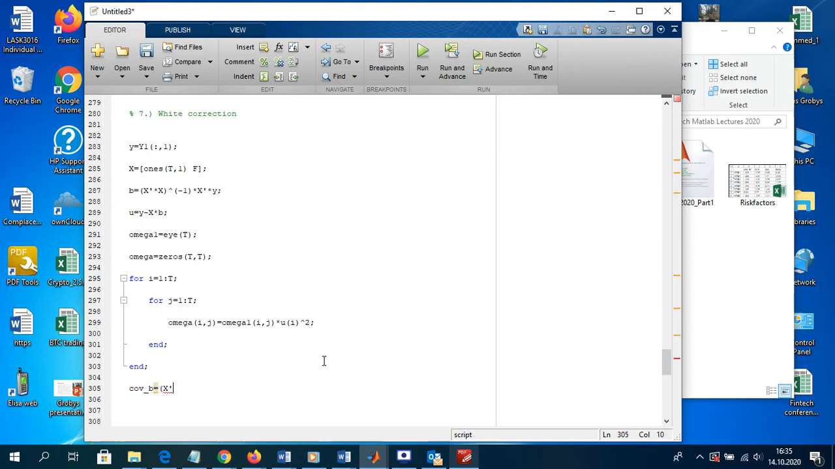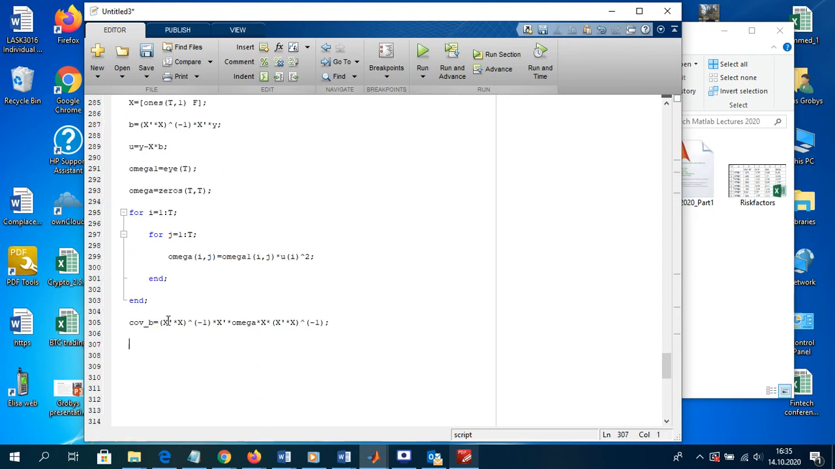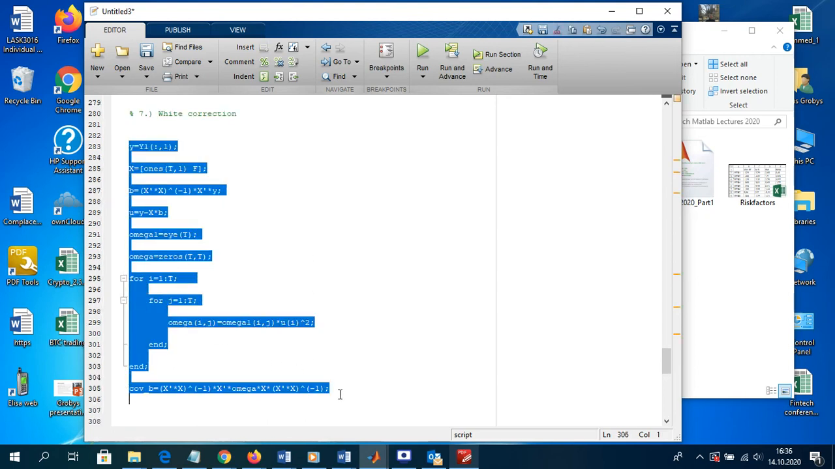So it's X transpose, our regressor matrix, times X, inverted, times X transposed times our omega, this guy that we just constructed, that is in the middle, times X, times X transposed X inverted, and that's it. Yeah. So let's do that.